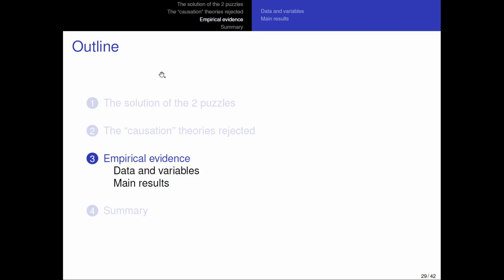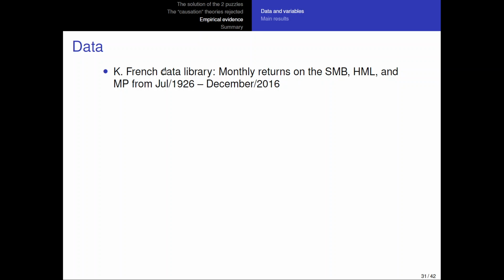So that's the last one. Let's show the empirical evidence then. So first, the data and the variables. The data come from Fama and French, from the Kenneth French data library. That's the returns on the S&P, HML, and also the market premium from July to December 2016.